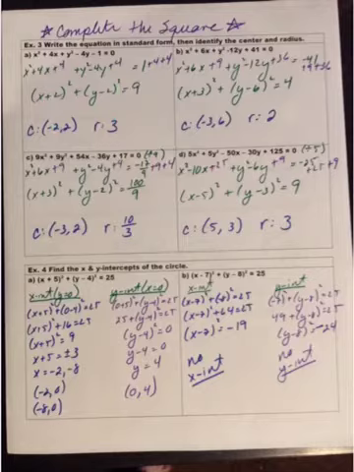So remember, these signs are always going to match the sign from above. And then add these numbers up and you get 9. So our center would be negative 2, 2. The square root of 9 gives us a radius of 3.